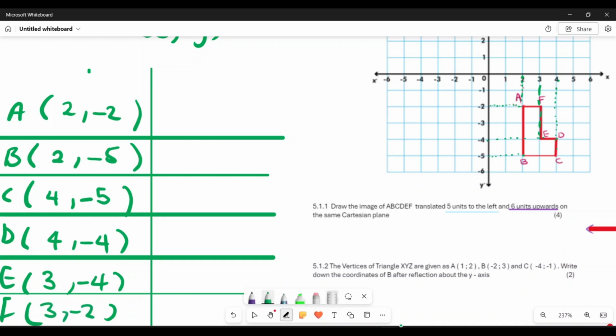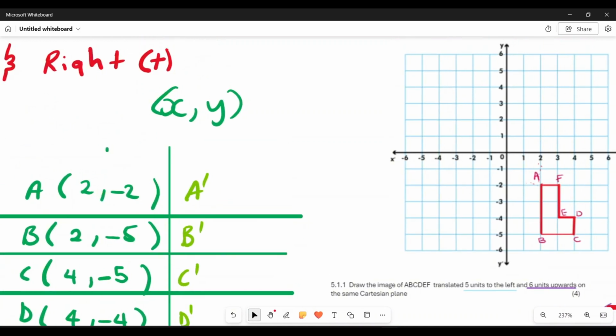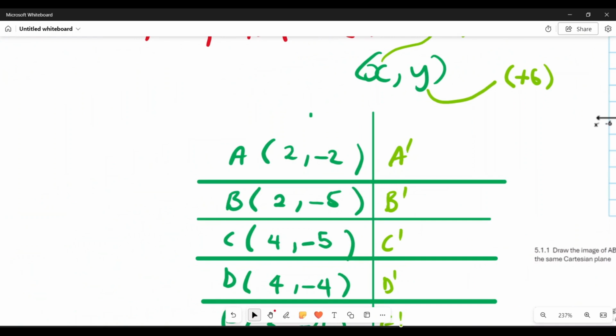So let me just clear that out so that this could be neat. Now, on this side, I'm going to write down my new coordinates, my new E, my new F. Remember, here they said it was translated 5 units to the left. Left and right affect your value of x, and to the left, you need to subtract. So we need to subtract 5 from our value of x, and 6 units upwards. Upwards is going to affect your y, and because it's up, we're going to add 6 to our value of y. Now, let us do this for each and every value. Let us start off with our A.